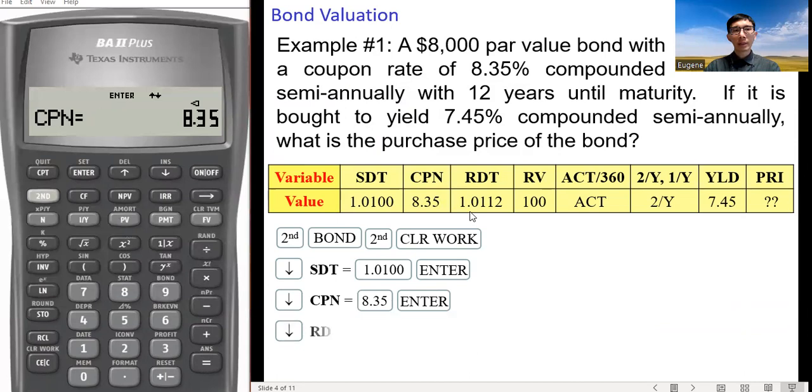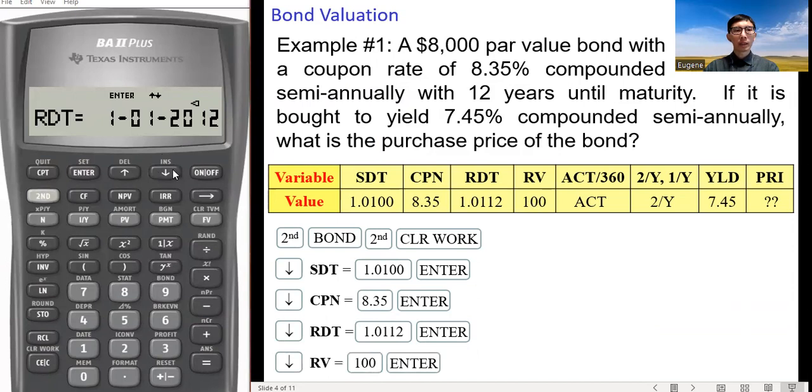And then the value for RDT, January the 1st, 1.01. And then the year 2012, so we key in 112. And then enter. Next, the value for RV. It is already 100 in the calculator, or you can enter this again by pressing 100 and then enter. Next is the day count method.